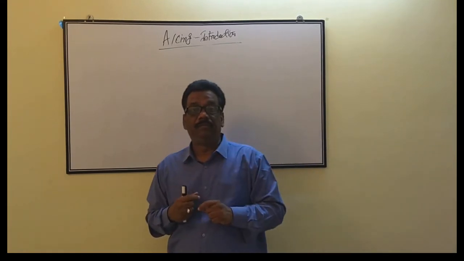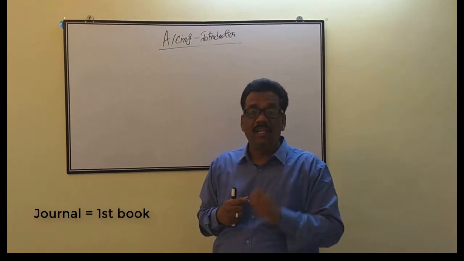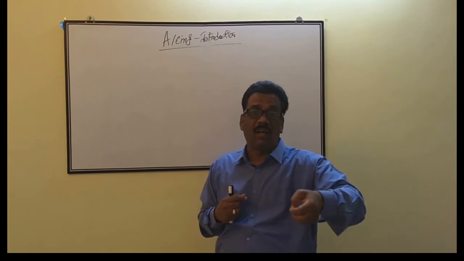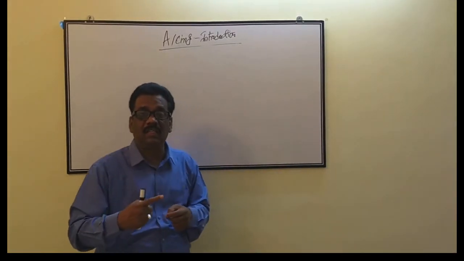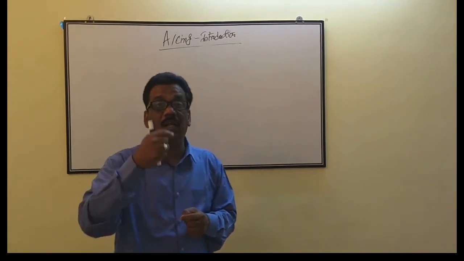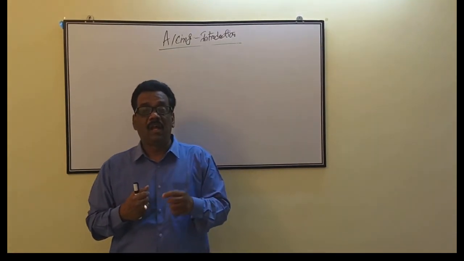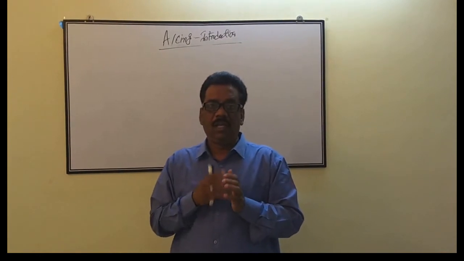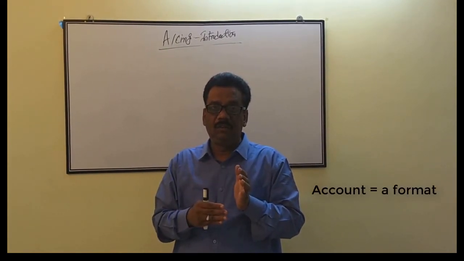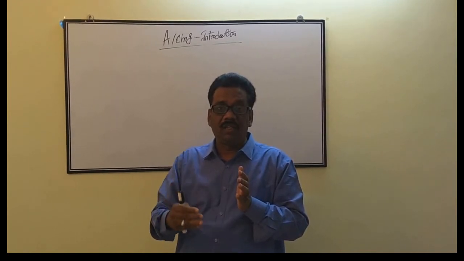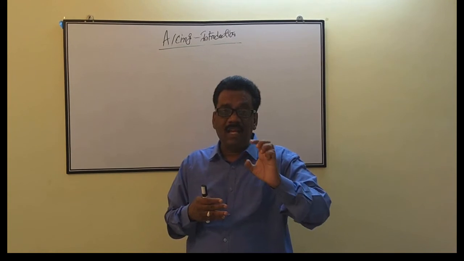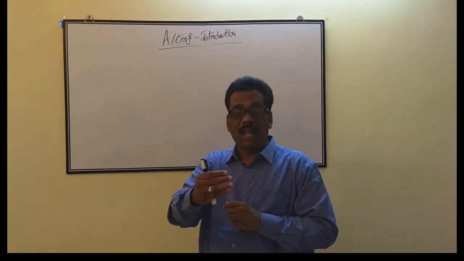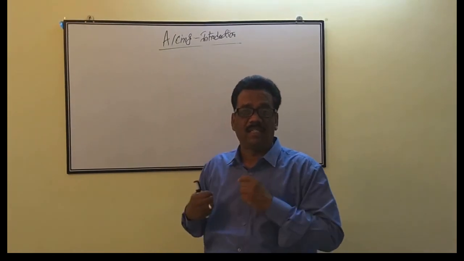Then journal. Journal is a first entry book where all the events or transactions are recorded in chronological order. Mostly the date of transaction is the basis of the chronological order. Then account. Account is a format where one type of transactions is recorded: capital account, cash account, stock account, debtors account, and so on. Only the transactions related to a particular account are recorded in it. Accounts and their features we will discuss later.